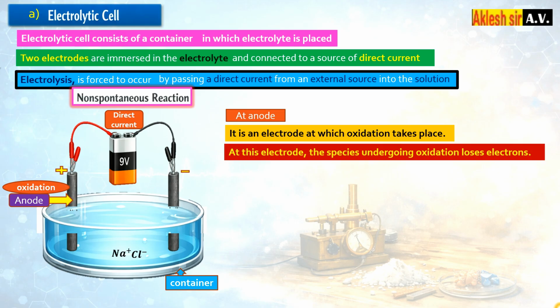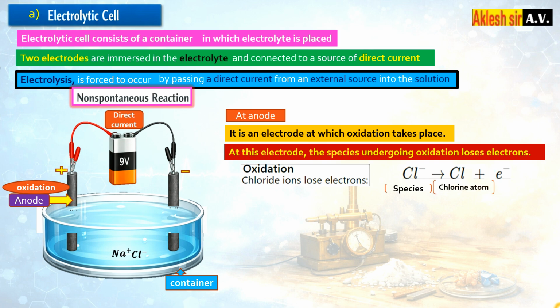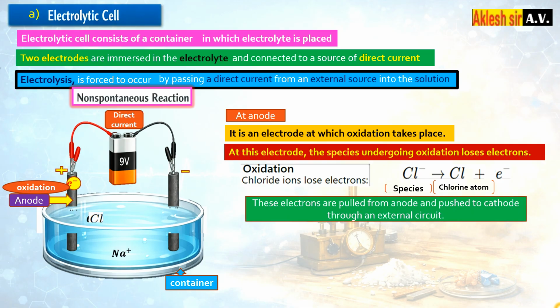Definition of anode. It is an electrode at which oxidation takes place. At this electrode, the species undergoing oxidation loses electrons. Here chloride ion is species which loses electron to form chlorine atom. Here chloride ion moves towards positive electrode and loses electron. Thus this oxidation reaction takes place. These electrons are pulled from anode and pushed to cathode through an external circuit.